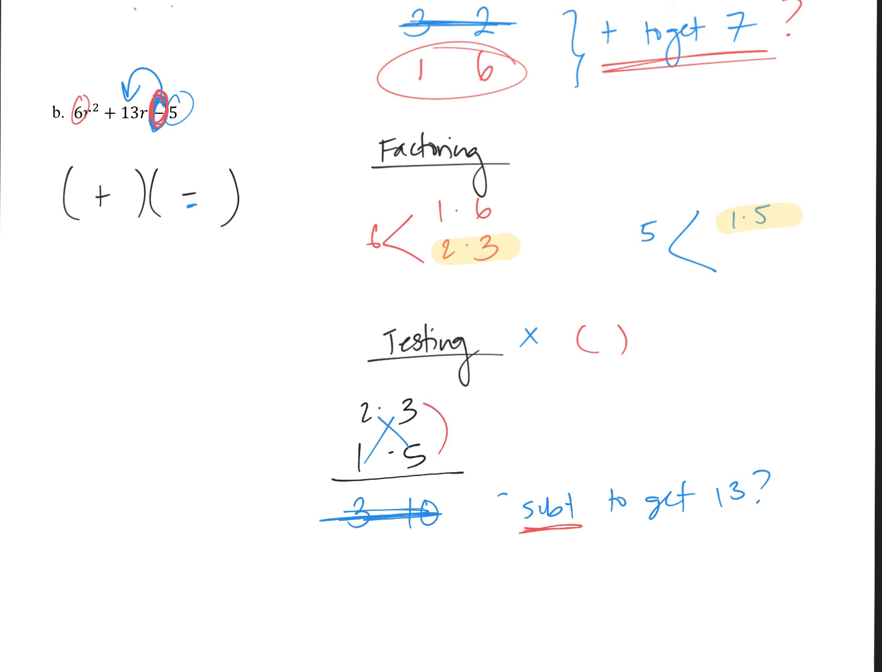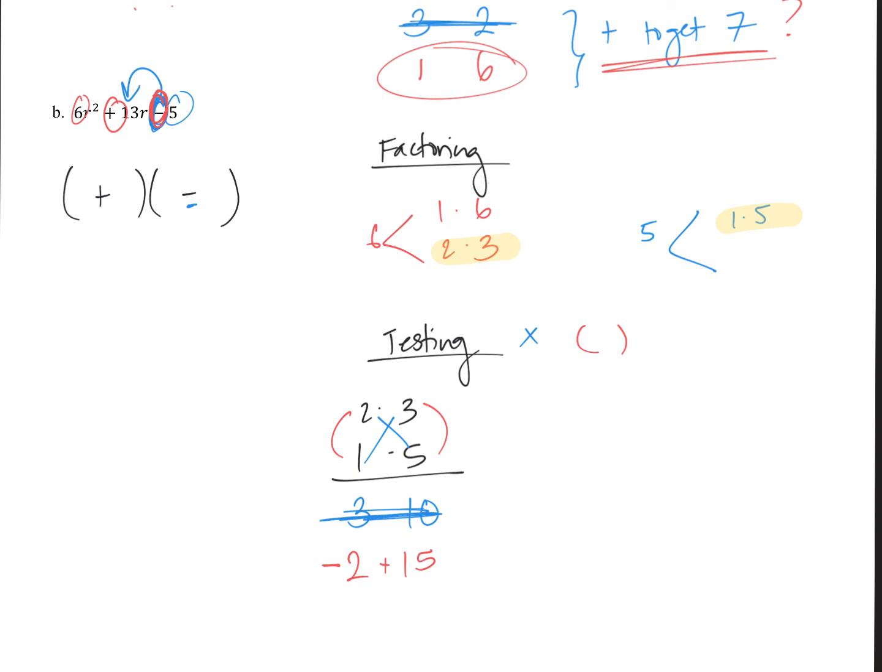So let's try crossways. We have 5 and 3. Multiplying that, that's 15. And 2 and 1, that is 2. Can we subtract 2 and 15 to get 13? The answer is yes, we can. So we can subtract. The question is we want to end up with a positive 13. And to do that, that means the 2 needs to be the negative and the 15 is the positive.